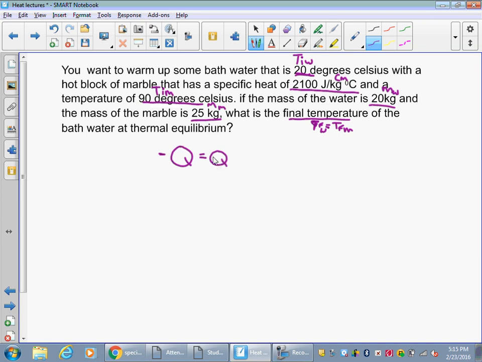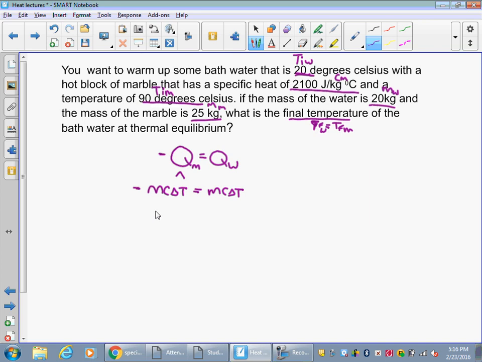Okay, so which object is going to lose heat? The hotter one, right? So which one's hotter? The marble. So the energy lost by the marble has to be equal to the energy gained by the water. So watch this. What's Q equal to? MCΔT, right? So negative MCΔT of the marble, we get to bring the negative down, equals positive MCΔT of the water. Okay? So let's go ahead and plug these guys in. This is where it's going to get kind of dirty.